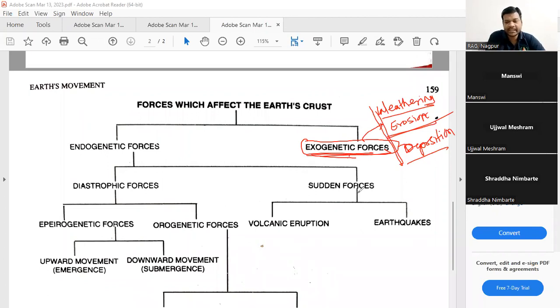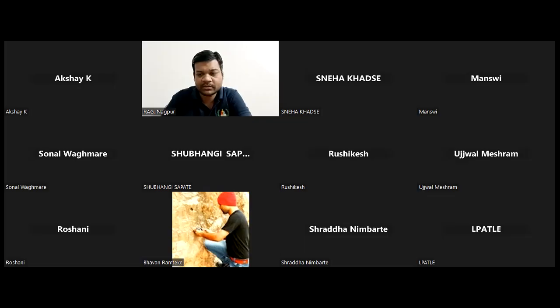These are exogenetic forces, and whatever forces come from within the earth or on the body of the earth, those will be endogenetic forces, right? So this is the distinction between endogenetic and exogenetic forces, and these are nothing but the endogenetic and exogenetic processes which shape the landforms on the earth. Okay, got this? समझ में आया? This is nothing but your endogenetic and exogenetic processes.